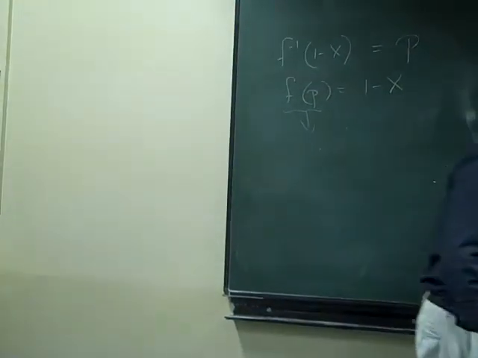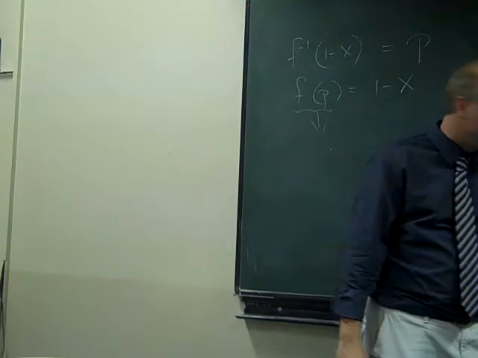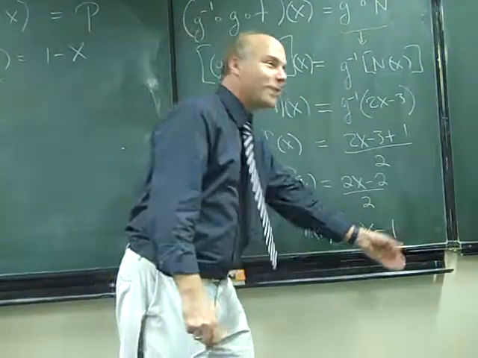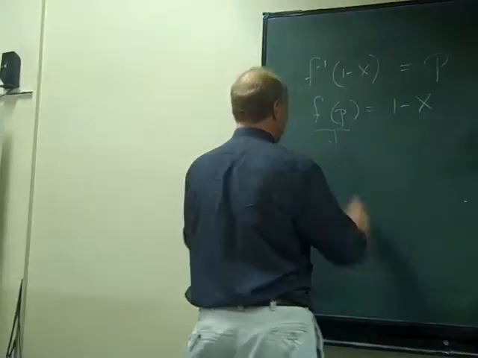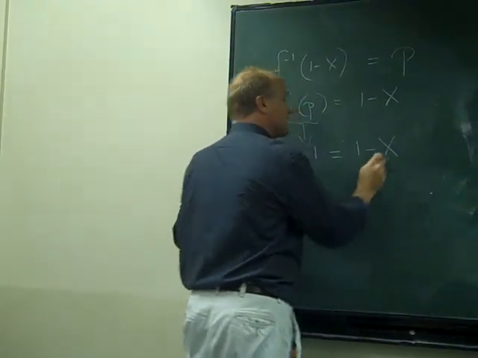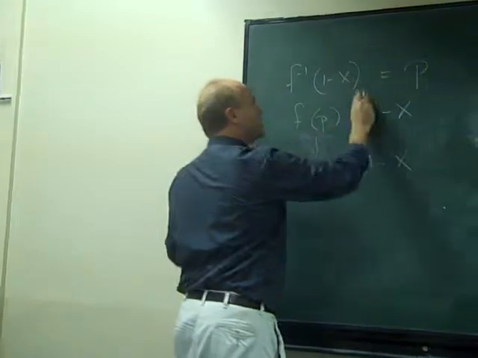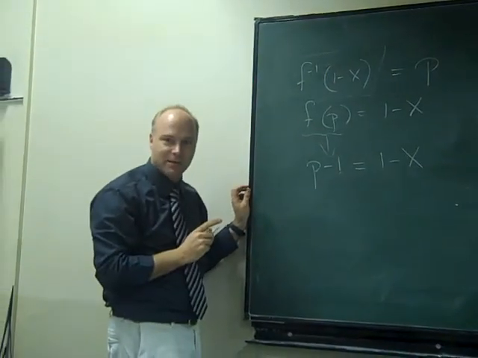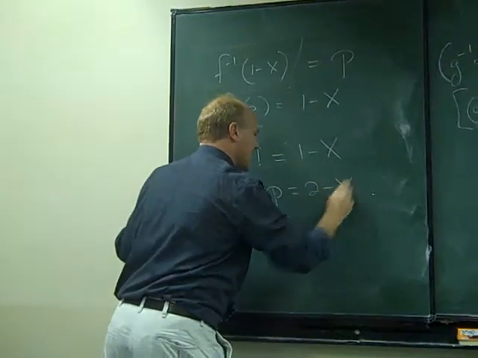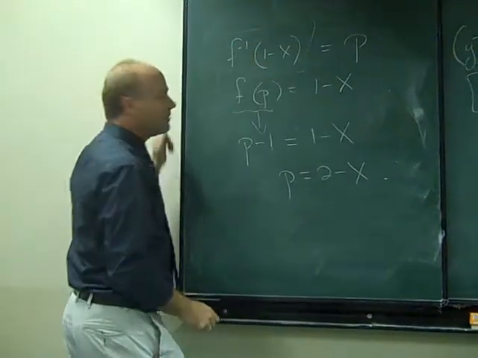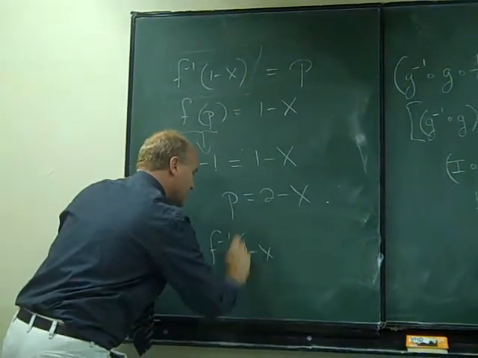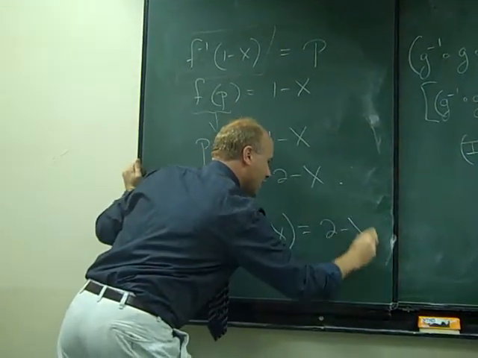F of x is x minus 1. F of 10 is 10 minus 1. F of a million is a million minus 1. F of P is P minus 1. P minus 1. That's 1 minus x. Solve for P because P is F inverse of 1 minus x. Solve for P. Send that over. P is 2 minus x. P is F inverse of 1 minus x. F inverse of 1 minus x is 2 minus x.